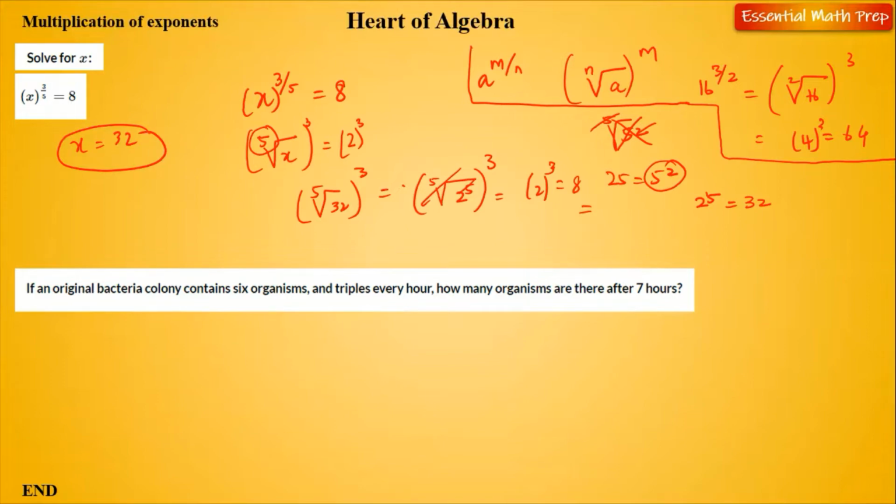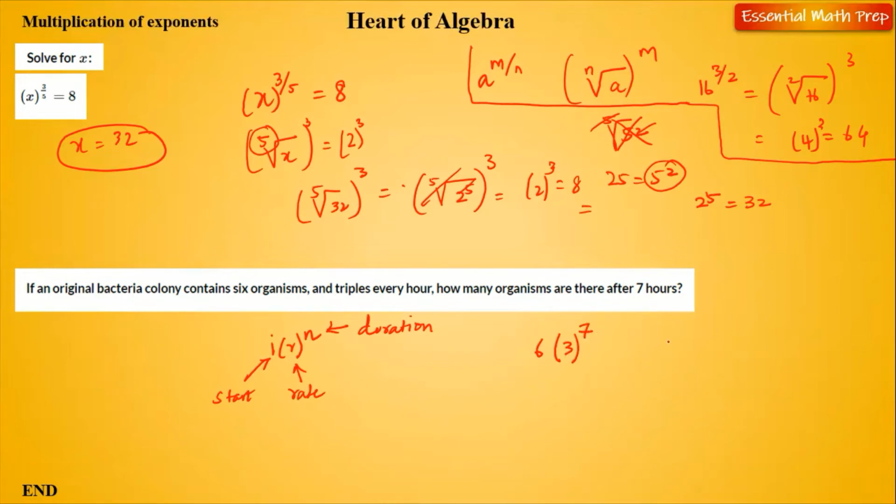All right, let's finish this video. If a bacteria colony contains 6 organisms and triples every hour, how many organisms are there after 7 hours? There's nothing to convert. There's an easier formula, which is I times R raised to the power n. I is what you have at the start, R is the rate of transformation, and n is the duration. We went over this in one of the other problems. I is we have 6 organisms to start with. The rate is triples every hour, and the time duration is 7, right?